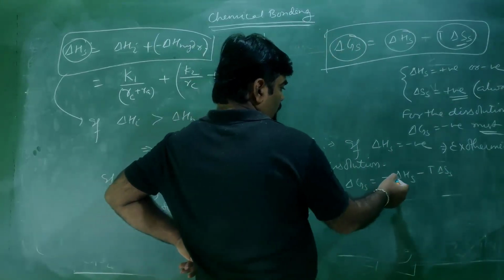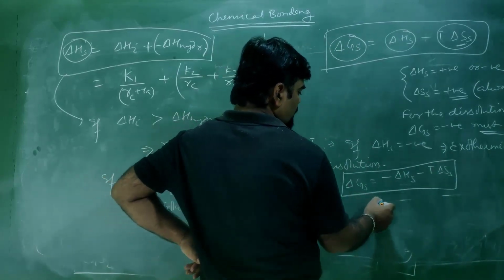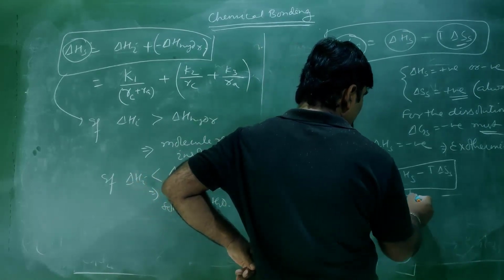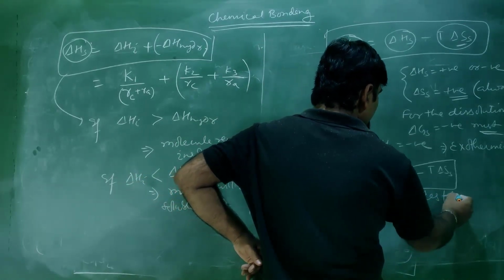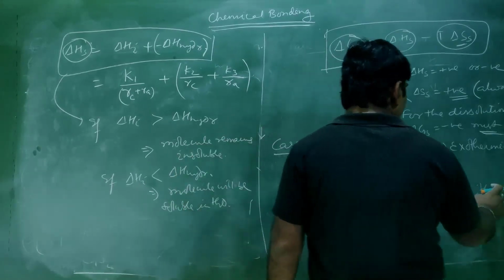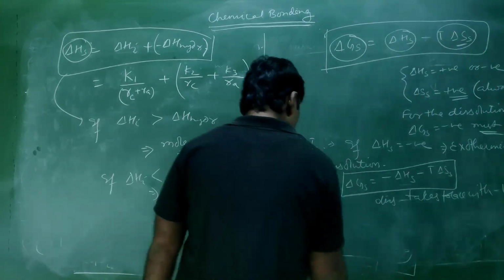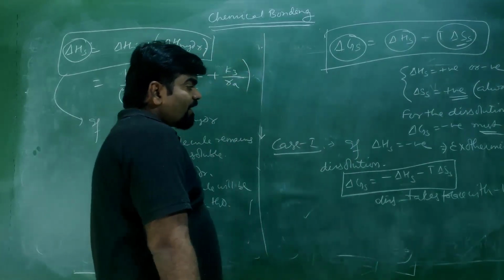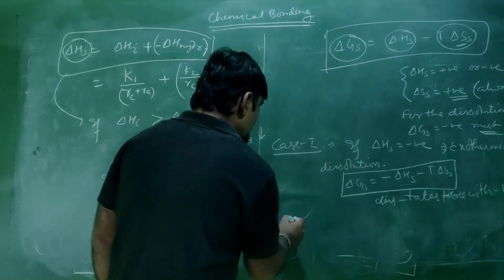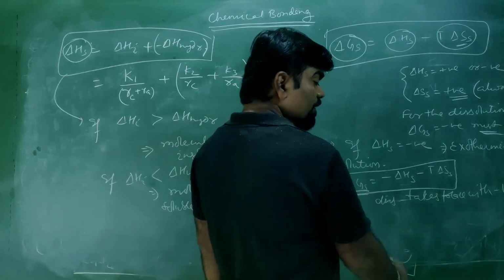If this is negative, what does it mean? Dissolution takes place with decrease in free energy, with negative value of del Gs. So that is what? The molecule is soluble. So if del Hs is negative, the molecule always remains soluble. Okay, that is case 1. Why soluble? Because del Gs is always negative.